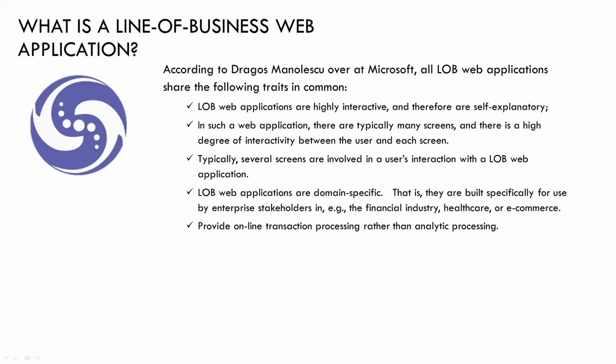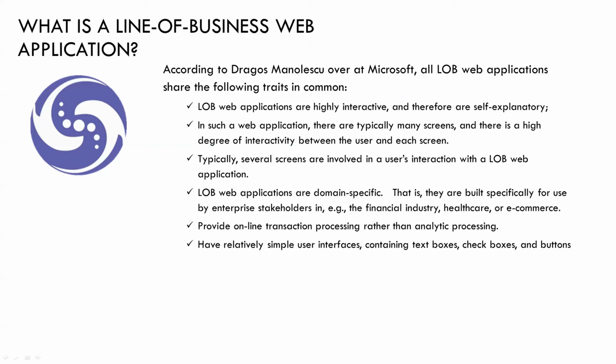Analytic processing websites, when I think of that term, I think of Wikipedia. You're looking up an article on cats, and here's the whole history and biology of cats. Or you're looking up news, for example, going to CNN.com or the Fox News website. Those are more analytic processing websites, web applications. They're really not line of business. So that's, in my mind, the difference.